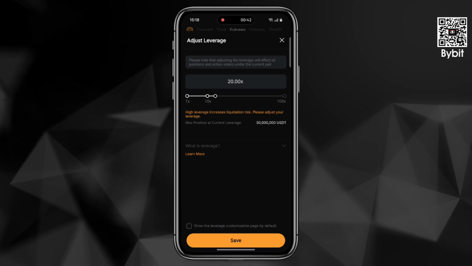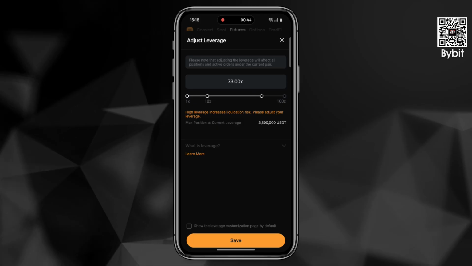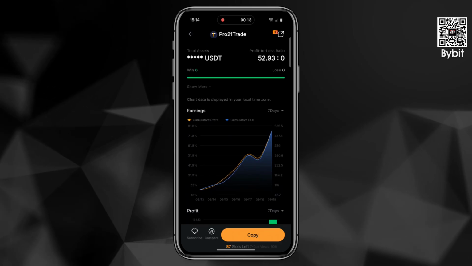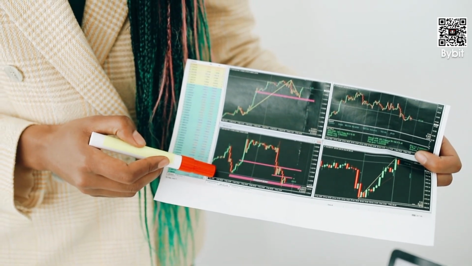In futures copy trading, you can use leverage, which can reach up to 100 on Bybit. But remember, the higher the leverage, the greater the risk of losing funds, although the potential profit is also higher. Each trader in the rankings has statistics: recent days profitability, number of followers, maximum drawdown, and trading style. This information helps you choose a trader that suits your strategy and risk level.